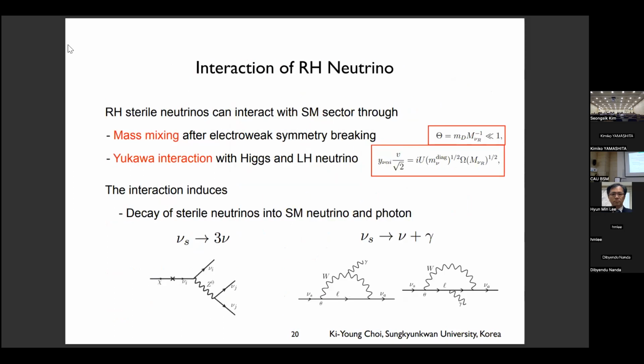There's something like a relation. The sterile neutrino in the flavor eigenstate has only Yukawa interactions, but after this mass mixing, the mass eigenstate can also have mixing with the active neutrino. So this sterile neutrino cannot be stable. It can decay to three neutrinos, because the sterile neutrino has a mixing to the neutrino and can decay to lighter neutrinos. And also this sterile neutrino can decay to a neutrino and a photon.